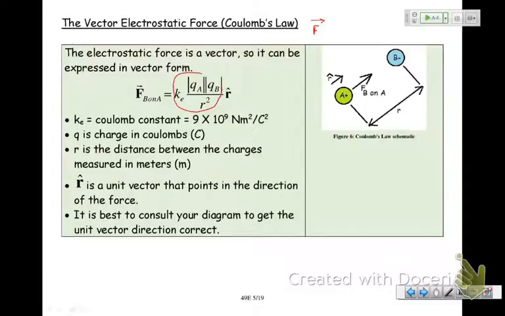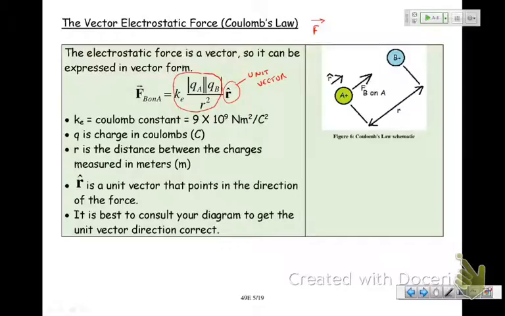How do I make the magnitude into a vector? I put a unit vector. This is a unit vector. It's, if you like, a pointing vector. It just gives you a direction. What's the magnitude? How big is a unit vector?